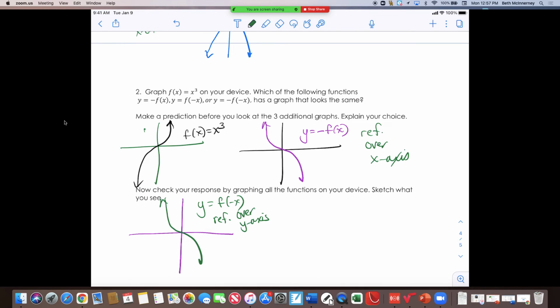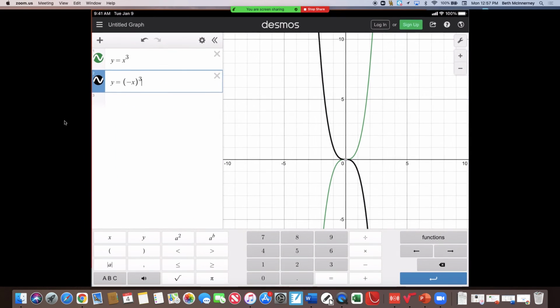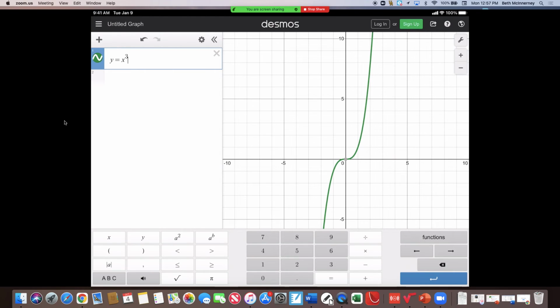So then let's find out the third one, y equals negative f of negative x. So I'm going to do y equals negative parenthesis, negative x, close the parenthesis, cubed. Oh, it looks like the original graph, doesn't it? Because what's happening is it reflects it over the y and then back over the x. And then it's mapping back onto itself.